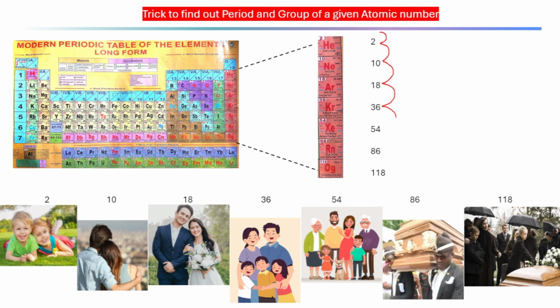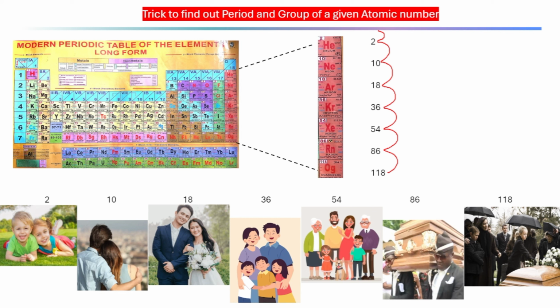From 37 to 54, those elements are in period 5. From 55 to 86, those elements are in period 6. And from 87 to 118, those elements are in period 7. So we have to remember these numbers. If we remember these numbers, we can easily find out the group and period.